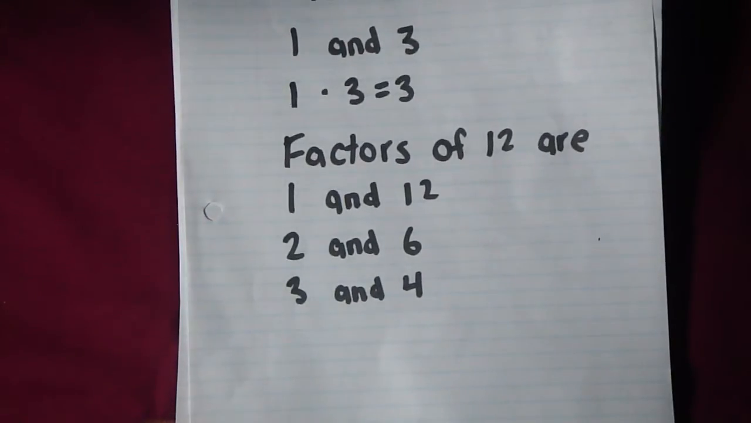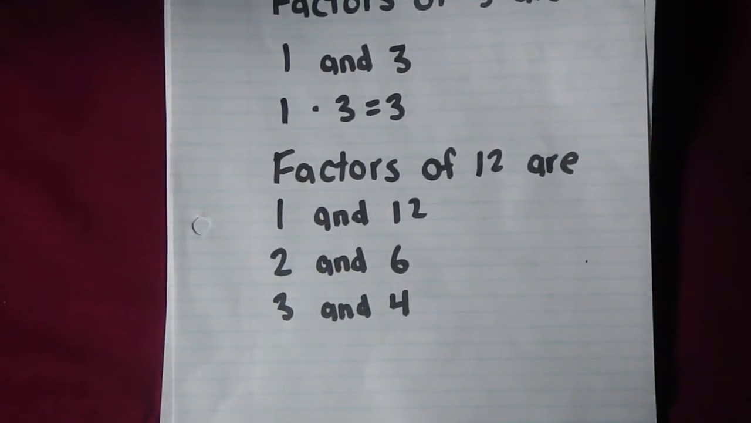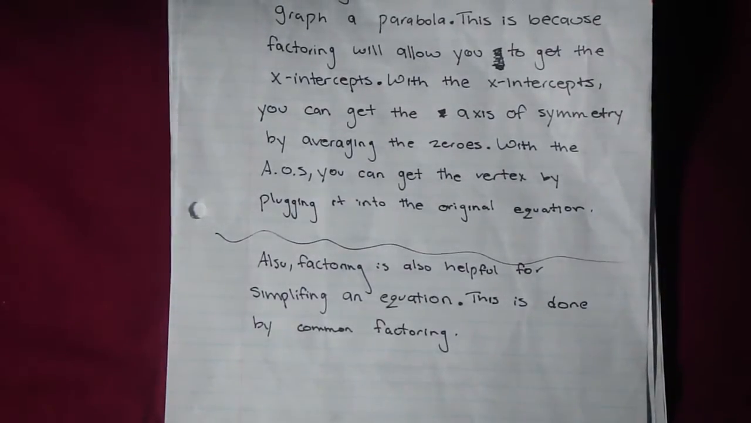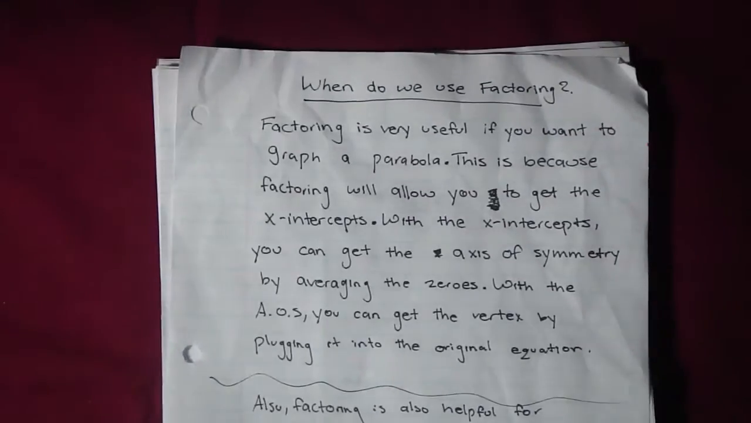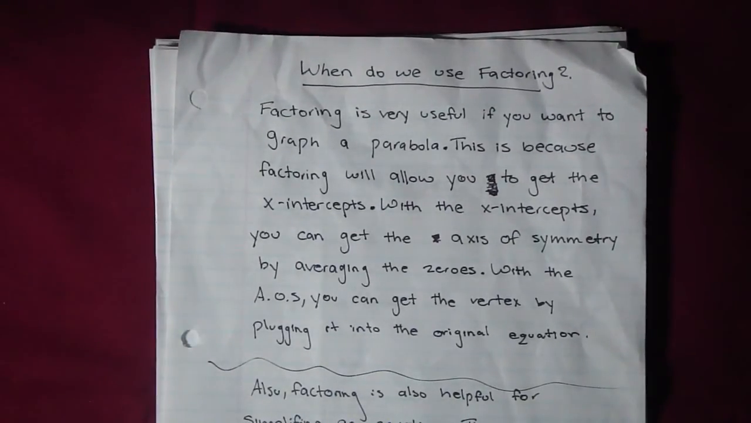Also, many numbers have more than one factor. For example, the factors of 12 are 1 and 12, 2 and 6, and 3 and 4, because all these numbers can be multiplied together to give you 12. Now, let's talk about factoring, why we use it, and when we use it.